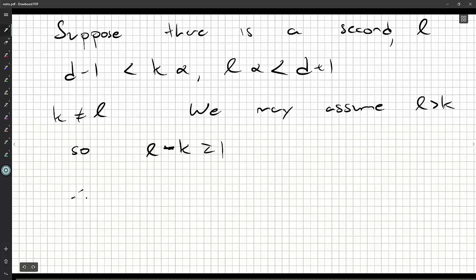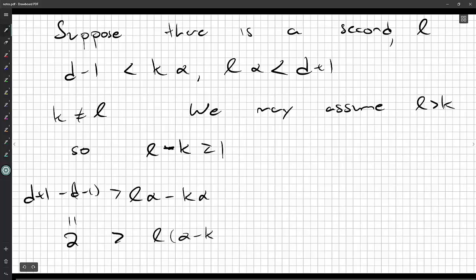Now, what else can we say? Well, L alpha minus k alpha is at most d plus 1 minus d minus 1, and that's 2. Oops. Brought the wrong thing out. L minus k. I keep writing the alpha. L minus k alpha. There we go.